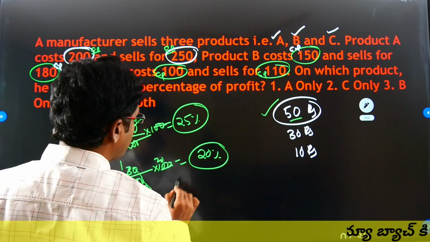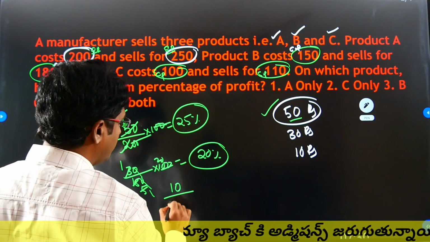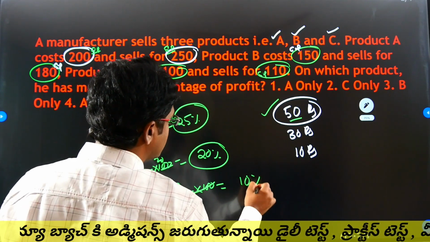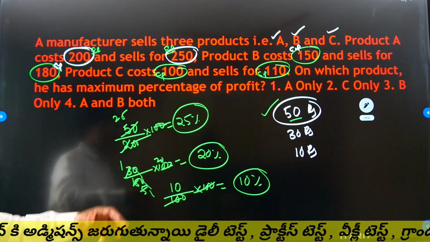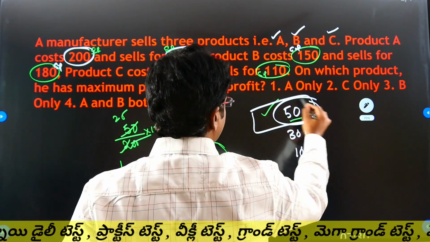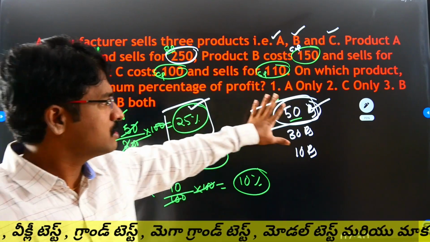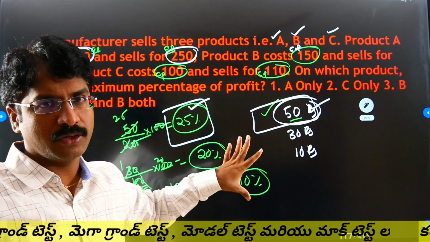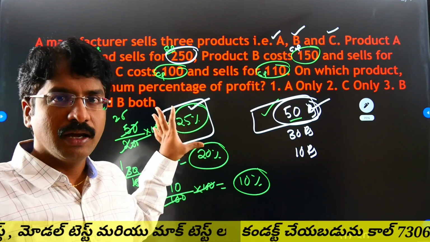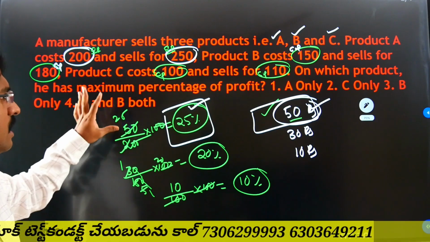And the final one is 10 profit, so 10 by 100 into 100, the 100 cancels, 10%. Here the highest profit is on product A. By reading the question we can guess that, but sometimes based on these numbers we cannot tell. So you have to take the percentage only, right my dear students? So this is the answer.